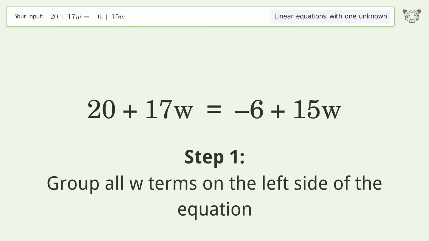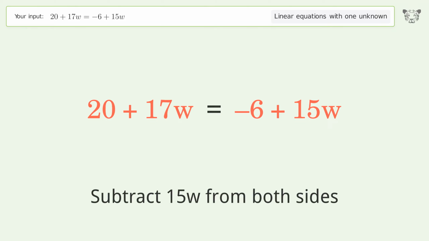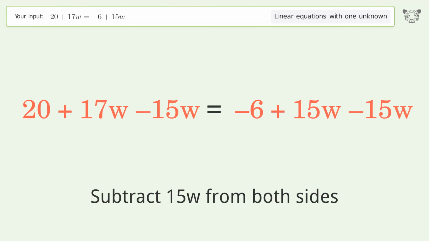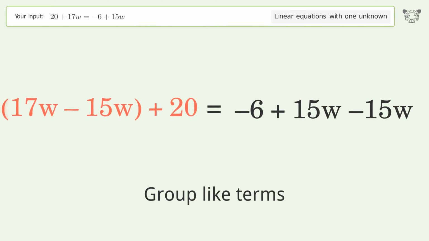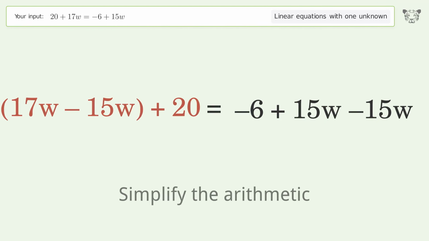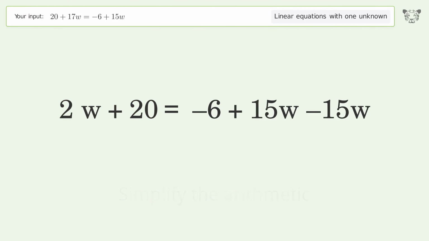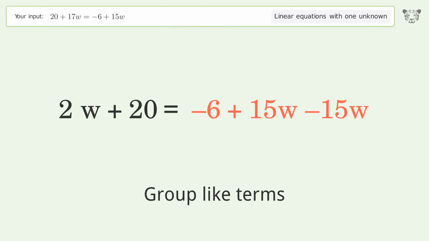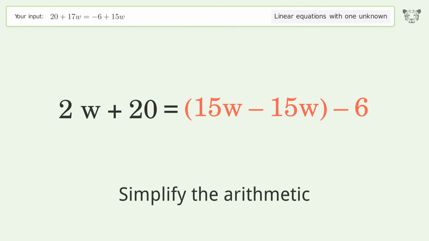Group all w terms on the left side of the equation. Subtract 15w from both sides. Group like terms. Simplify the arithmetic. Group like terms. Simplify the arithmetic.